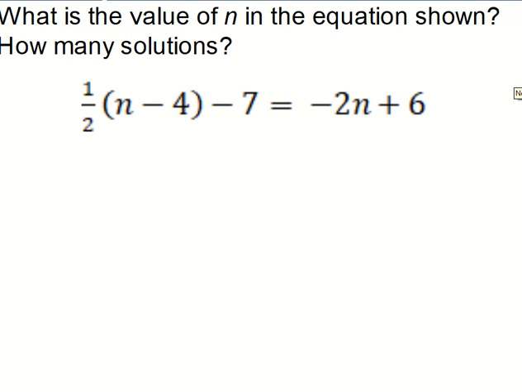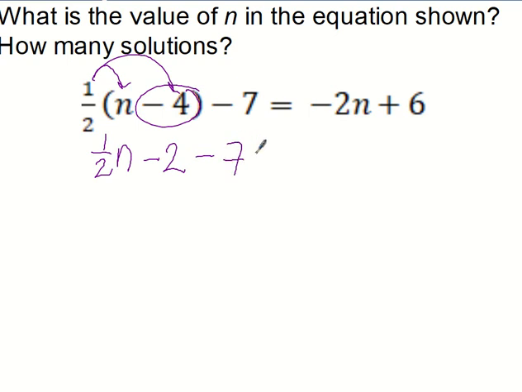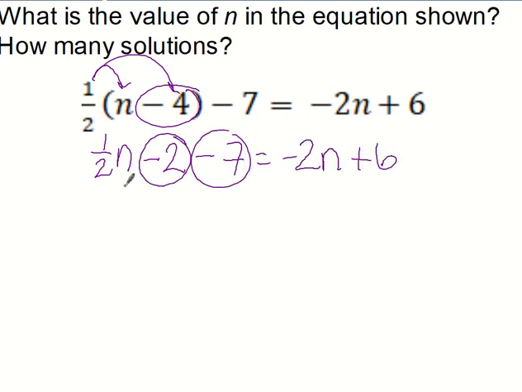All right, so maybe pause here, see if you can solve this one, and then we'll go over it. So again, I would distribute first. So this gets me half n minus 2, right, because half of 4, minus 7 equals negative 2n plus 6. Maybe combine like terms before we do anything else. Half n minus 9, right, negative and negative, bigger negative.